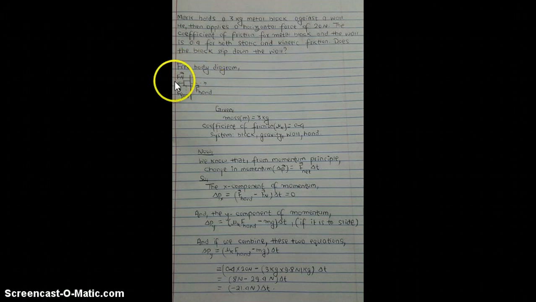Here Fn represents the force exerted by the wall on the metal block, F grav represents the force of the earth, that is downwards, and F hand represents the force exerted by Mark's hand against the wall. We have been given the mass of the metal block, 3 kg, and the coefficient of friction, that is 0.4. Here the coefficient of kinetic and static friction is both 0.4, so we don't have to worry about that. And our systems are block, gravity, wall, and hand.